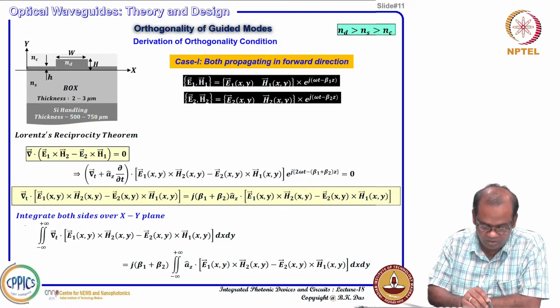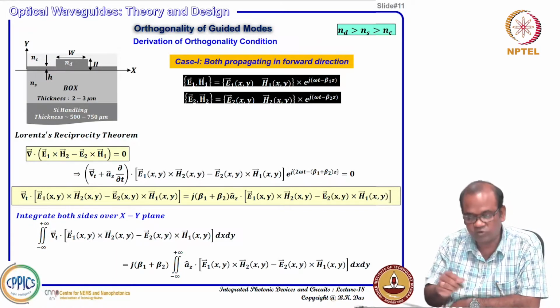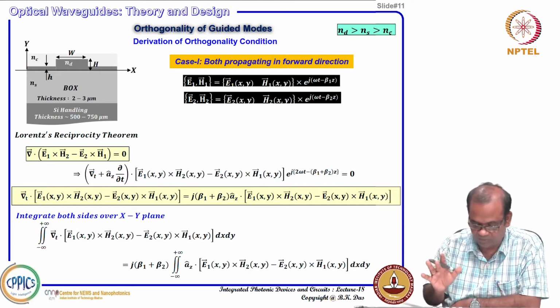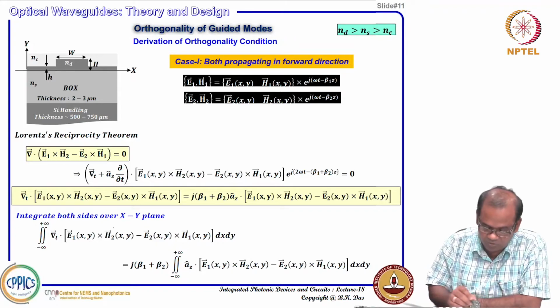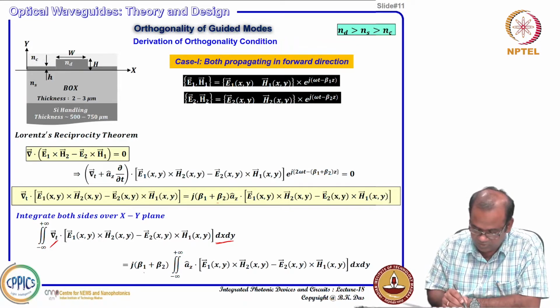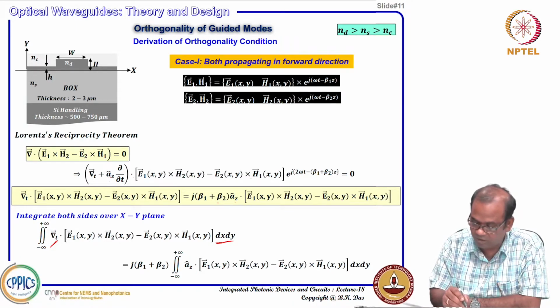You have to integrate both sides over the xy plane. The xy plane is the waveguide plane, right? The cross-sectional plane. If I integrate both sides over xy, this is almost a transverse, two-dimensional divergence, and you are just integrating over dx dy. And on the right hand side, j(beta1 plus beta2), and then a_z is there, with a dot product.